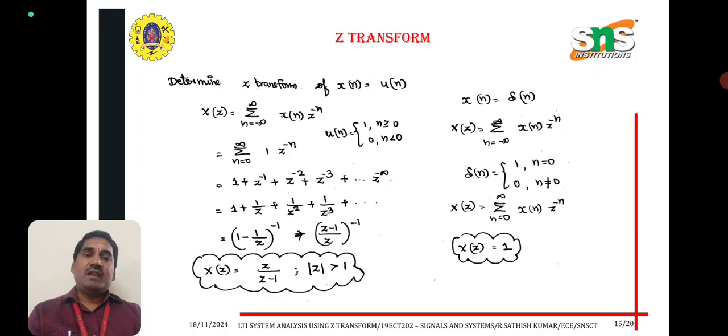when modulus of z should be greater than 1. While taking x of n is equal to delta of n, while taking the z transform of delta of n, we can get x of z is equal to 1. Therefore, the condition is 1 for n is equal to 0.